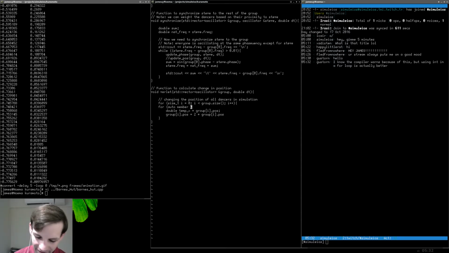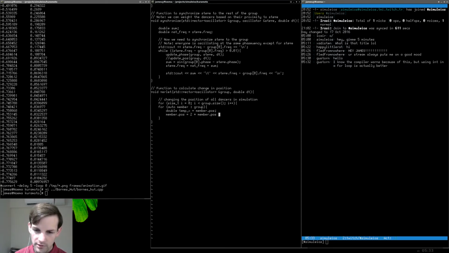Sure, this should be okay. In group, I guess. Yeah, I guess that's okay. And then we're going to say double temp X is equal to group dot position. I guess member dot position. And then we're going to say group member dot position is going to be 2 times member dot position.